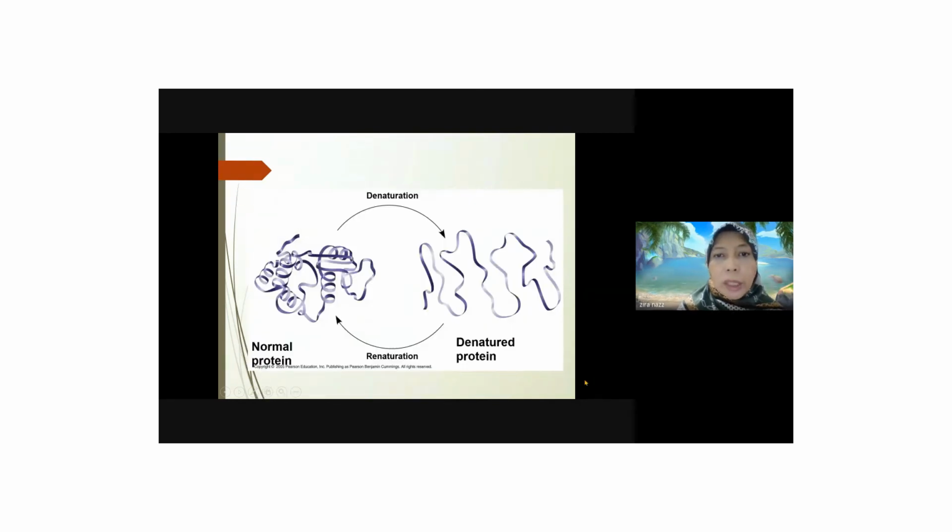Next, denaturation. We have done this denaturation as well. This is when the protein, for example enzymes, is exposed to probably high temperature or high acidity. So this normal protein will lose its conformation or its shape, unravels, and the bonds at the active sites will be broken. So we have this denatured protein, but from denatured, it can be converted back to the normal protein through the renaturation process.